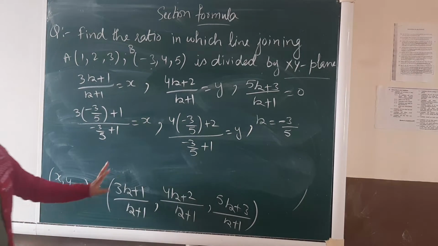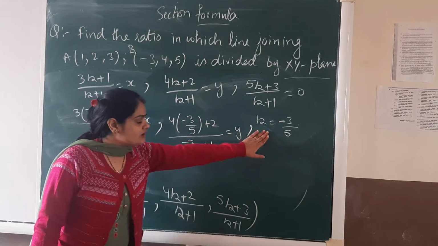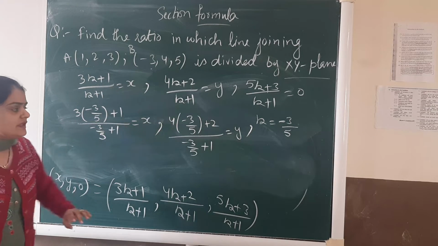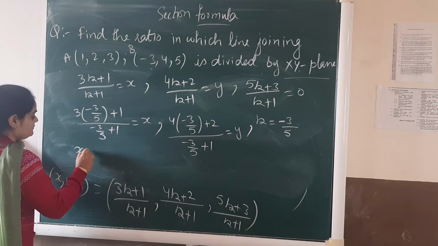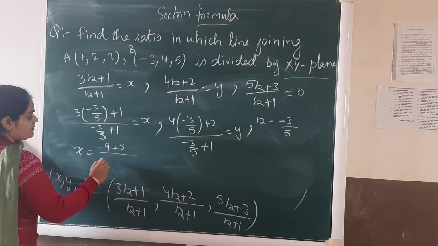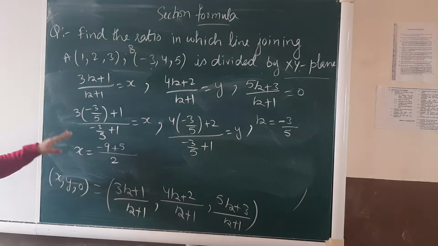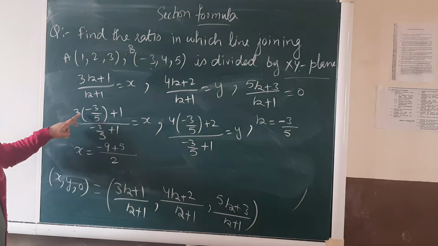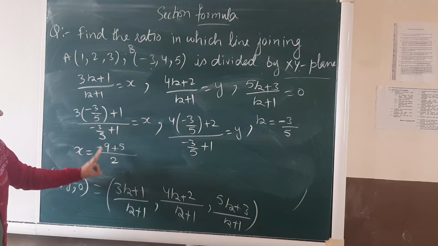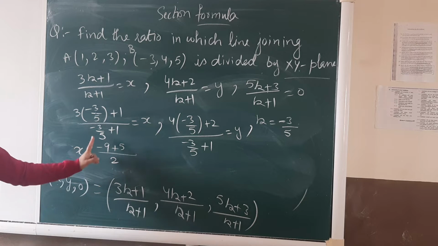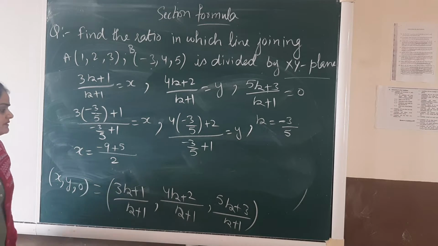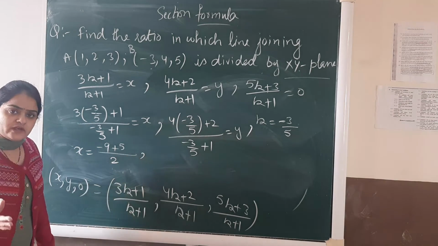What I have done here is I already calculated the value of k, and after that substituted k in these two equations so that I can get x from here. This is minus 9 plus 5 upon 2. After calculation, taking the LCM, 3 threes are 9, minus 9, plus 5, and minus 3 plus 5, which is 2. In the denominator 5 is there, and here in the denominator 5 is there, so both can cancel out. You can do the calculation on your own as well.